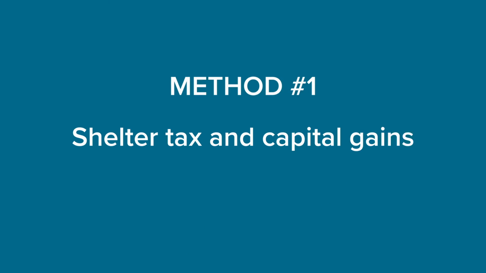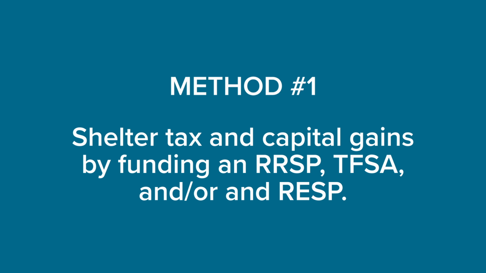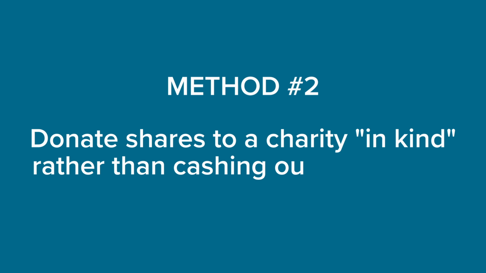The first way is you could shelter tax and capital gains by funding an RRSP, TFSA, and/or an RESP in Canada. Each one of these plans has various funding rules and requirements, but they all are a great way to save money in taxes. The second way is you could donate shares to a charity in kind. Rather than cashing out the shares, you would donate them in their original form, and this eliminates the capital gain you would otherwise incur, and you still get the tax break for the donation.